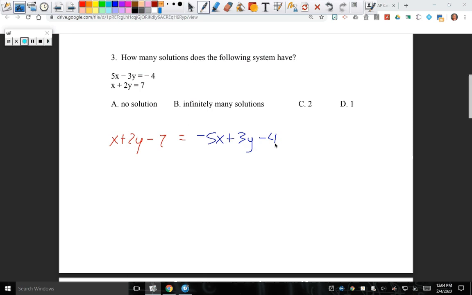I see what you're saying. But what did you subtract from right now? What was the number that you chose? I just moved the 5x to the other side, and then the y to the other, and then the negative. Can you come up here real quick?